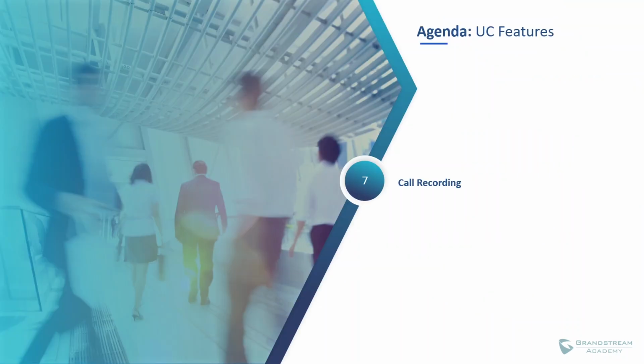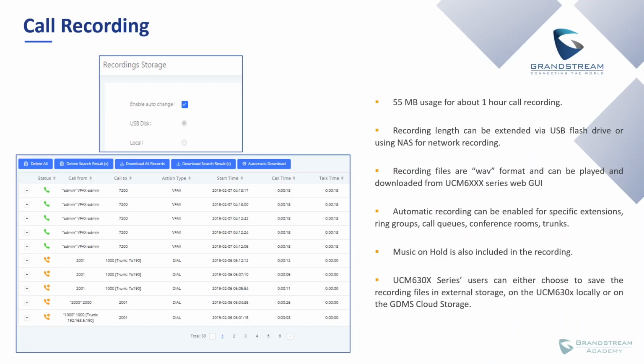Now we're going to talk about call recording. The UCM allows users to record audio during the call with a memory usage of 55 megabytes for about a 1 hour call recording. If auto record is turned on for an extension or trunk, the call will be automatically recorded when there is an established call with the extension or trunk, or simply you can start the recording manually.